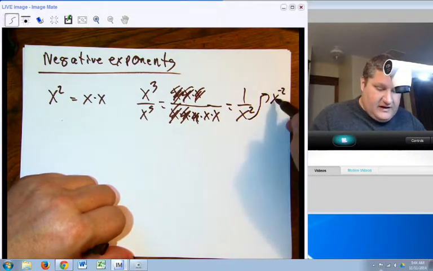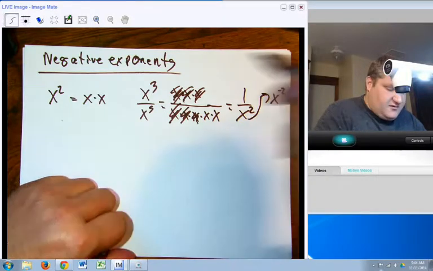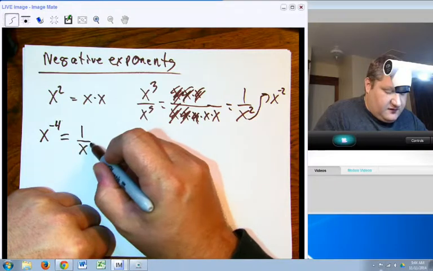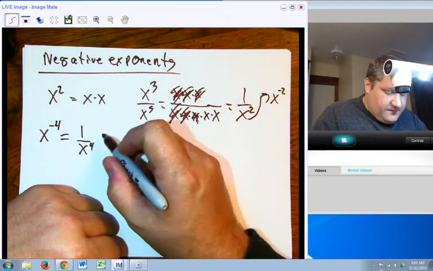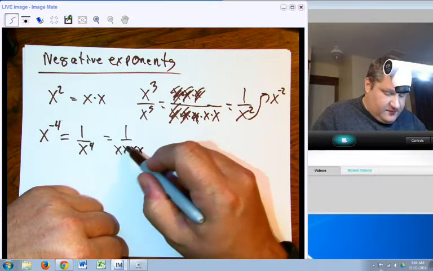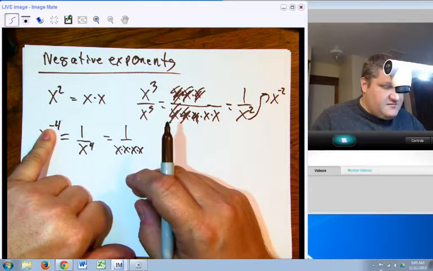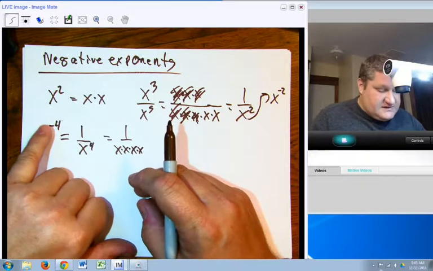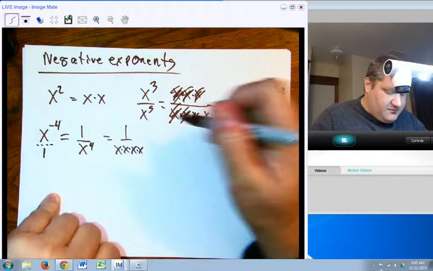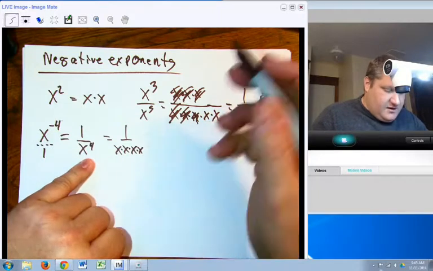Now, what this means is it's x squared, but instead of being in the numerator, it should be in the denominator. So if I have x to the negative fourth, that's the same thing as saying 1 over x to the fourth. That's the same thing as saying 1 over x times x times x times x. And so don't flip out. If you see a negative in the exponent, it simply means I'm in the wrong spot. So if it's in the top of a fraction, because I can take any number and put it over 1, I can take that and move it from the top to the bottom.